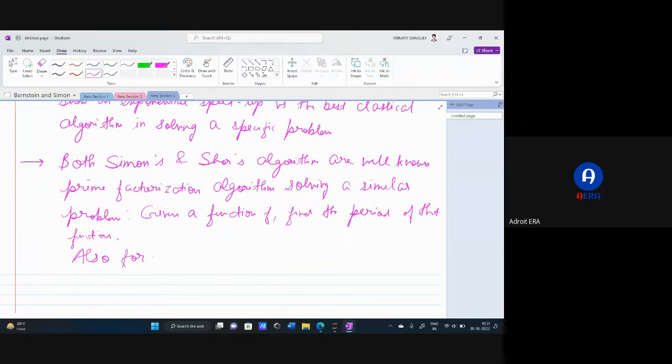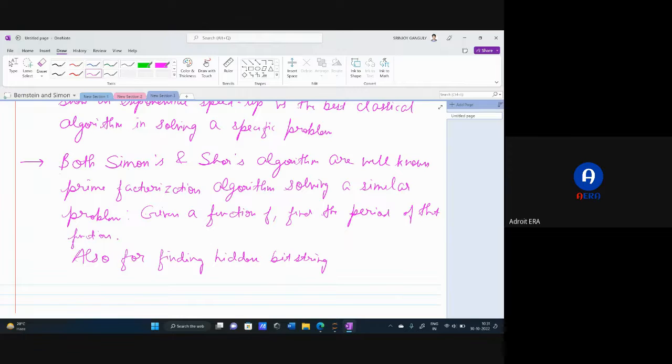Also for finding hidden bit string, which we have seen just now with Bernstein Vazirani. So the concept is clear to you what we are going to do actually. So let us start with Simon's problem now.